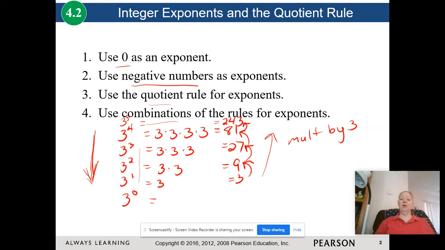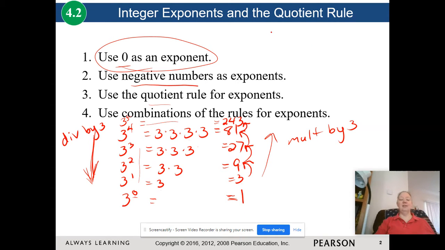If I have 81 and I want to get to 27, I have to divide by 3. If I have 27, I want to get to 9, I divide by 3. I take 27 divided by 3, I get 9. 9 divided by 3 gives me 3. Well, how would I get to the next one? Well, just divide by 3. If I take 3 and divide it by 3, I get 1. And this is important right here. Anything to the 0 power is equal to 1 because of this pattern.